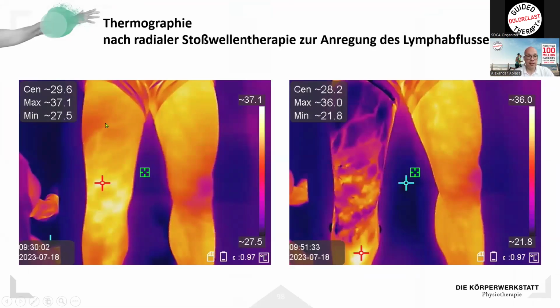So you can see here, this was some days later. He came 2 days later, and you can still see the blood vessels are working. And this is how it looks after another therapy.